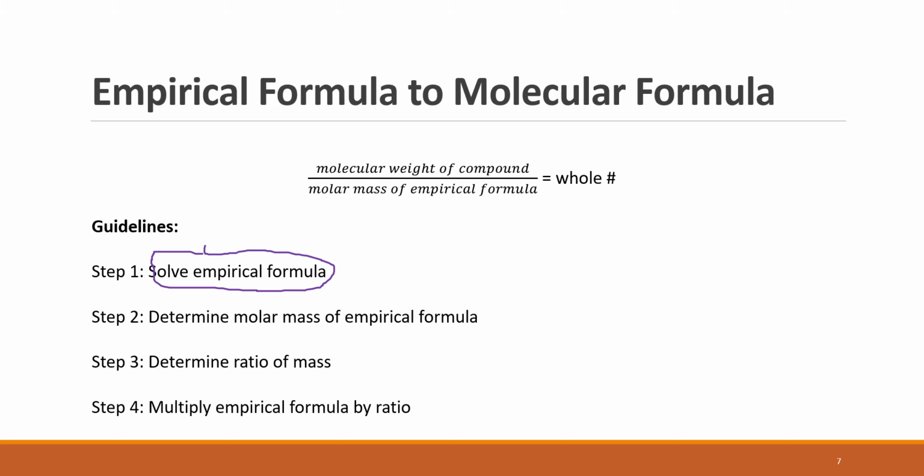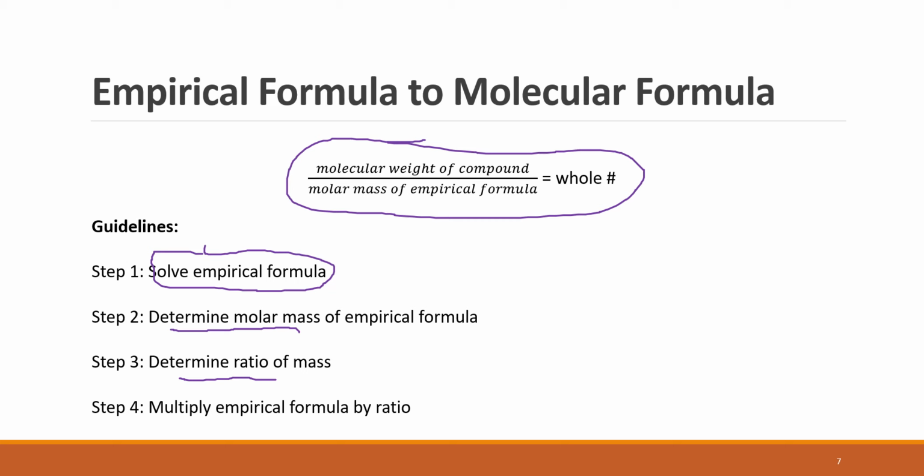Next, we need to determine the molar mass of the empirical formula. And that we can calculate using our skills to calculate molecular weight, where we take how many atoms of each element are present, multiplied by the molecular weight of those elements, and add it all together. Step 3 is determining the ratio of the mass, and that's what the equation above is.